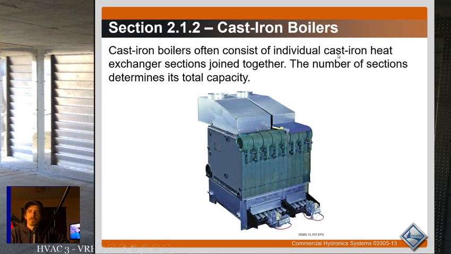Cast iron boilers often consist of individual cast iron heat exchanger sections joined together. The number of sections determines its total capacity. I forget what the shortcut is, but each one of these sections is going to be able to handle so many BTUs, and you basically just add sections until you need to. So these are sectional boilers. On the big ones, you can replace just one section.